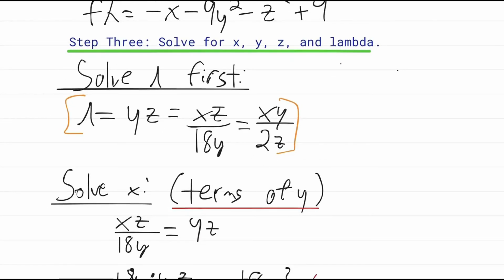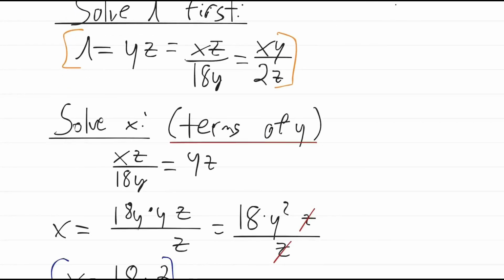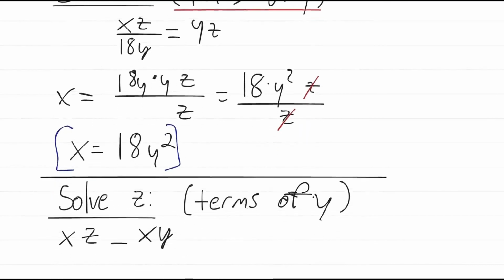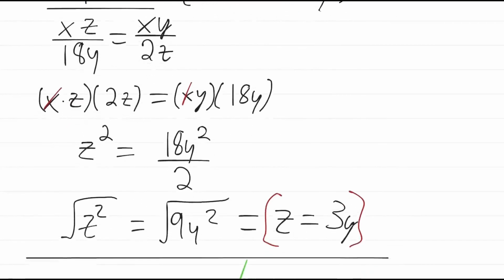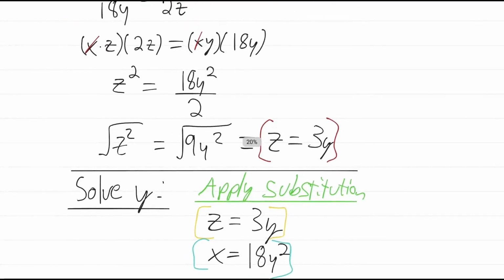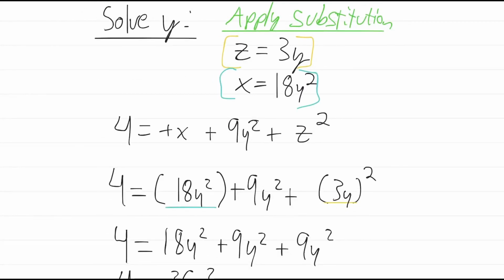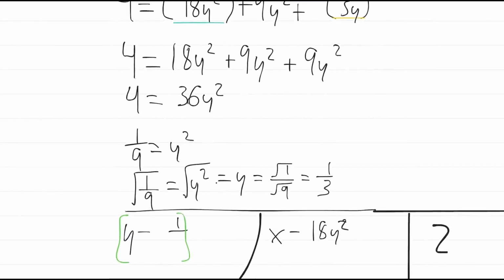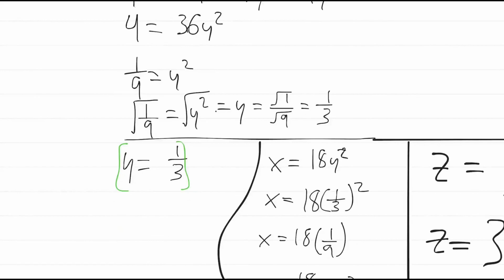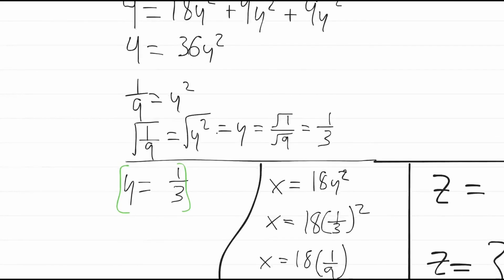Then from here, we set up an equality for lambda. Why? Because we kept referencing it. Then we got everything in terms of one variable. In this case, we selected y. We could have picked x or z. We used the equalities that we had for lambda to solve for x in terms of y. Then we got z in terms of y. From there, we applied substitution, and we were able to solve for y by substituting the x and z values in. And we got y to be positive 1/3.